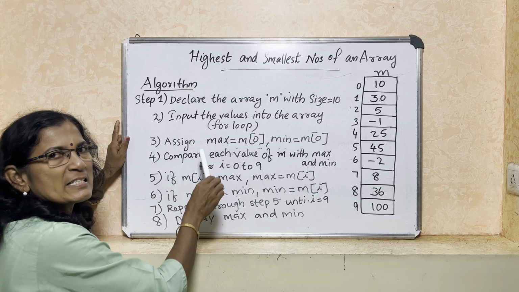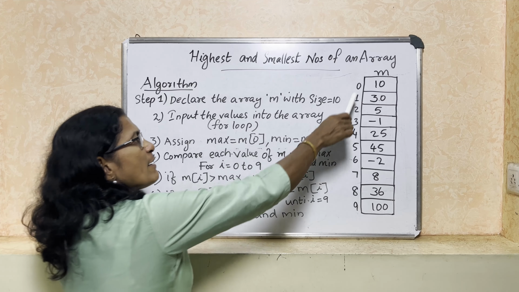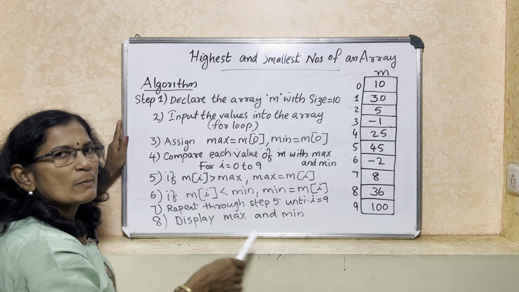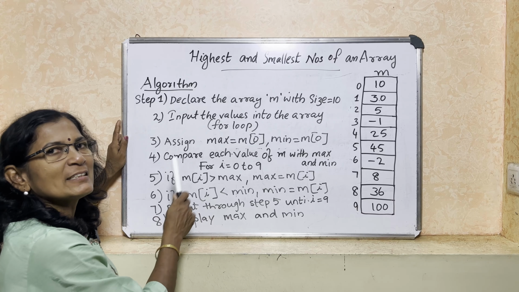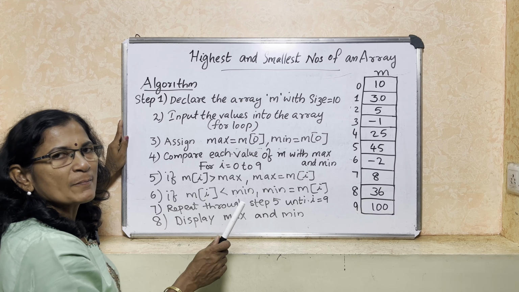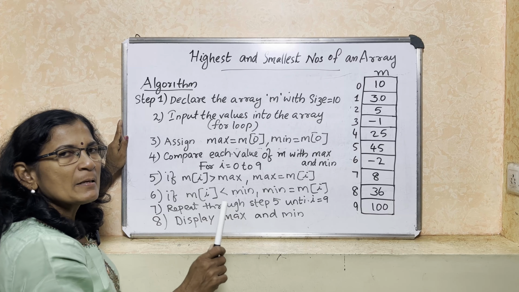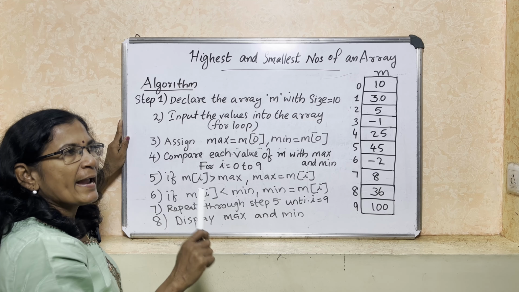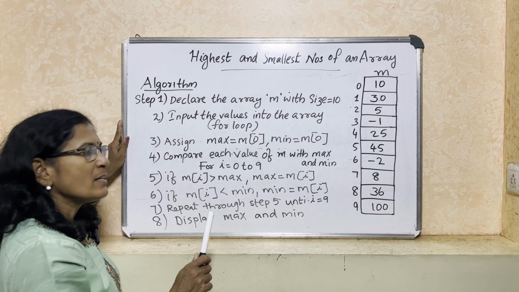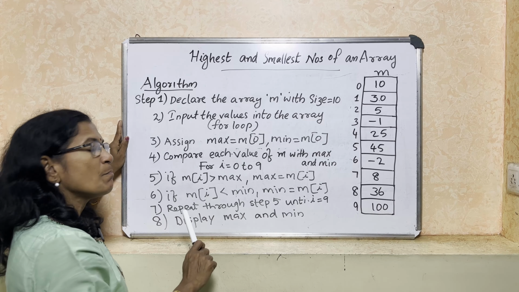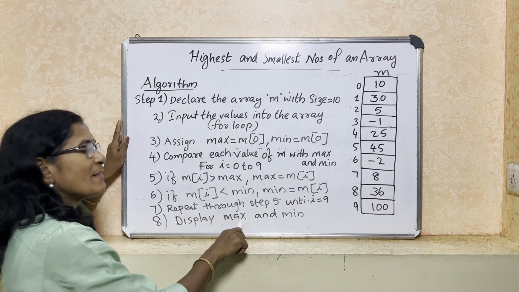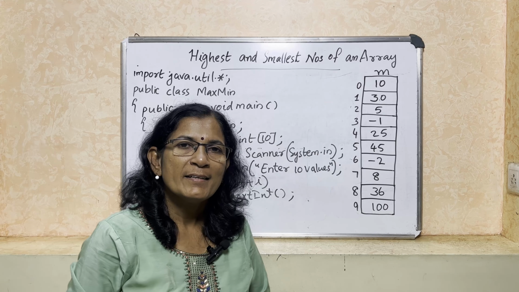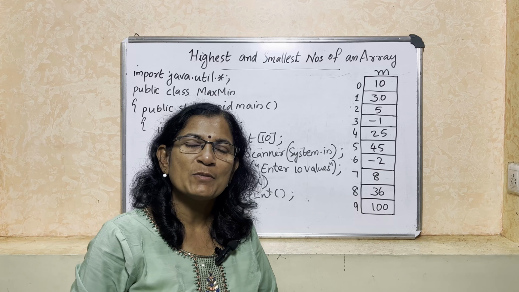When the loop completes its iteration, all the values of the array will be accessed and compared with the values in max and min. Whenever you find a bigger value in the array, you will assign that to max, and a smaller value in the array, that value will be assigned to min. Display the value of max and min. Let's convert this algorithm to a Java program.